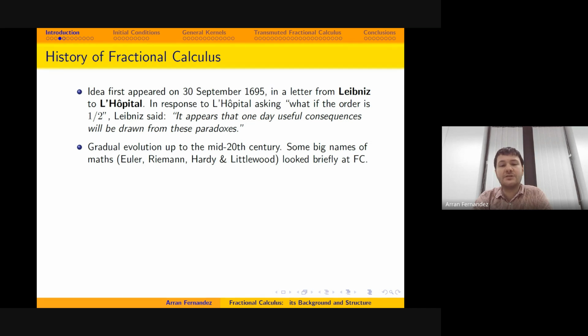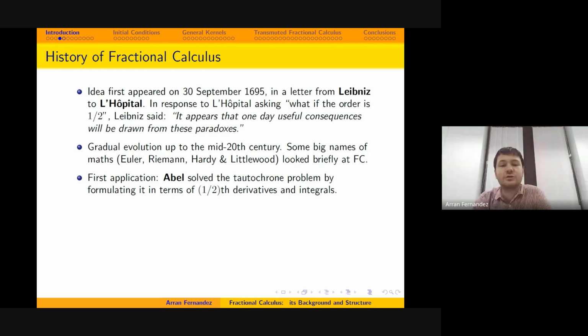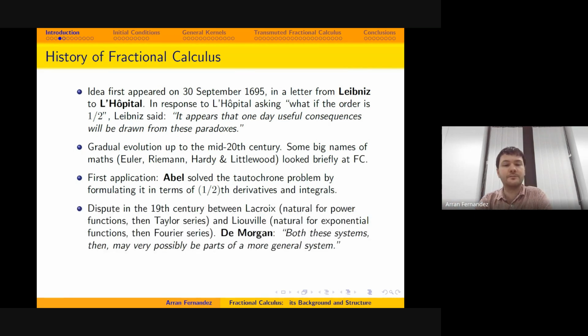Some big names of mathematics, for example, Euler, Riemann, Abel, Liouville, Hardy, Littlewood, they looked briefly at fractional calculus. They wrote some small things about it, but not more than a few papers, let's say. The first application was from Abel, solving the tautochrone problem from classical dynamics, formulating the problem in terms of integrals to order 1/2, solving it using derivatives to order 1/2.